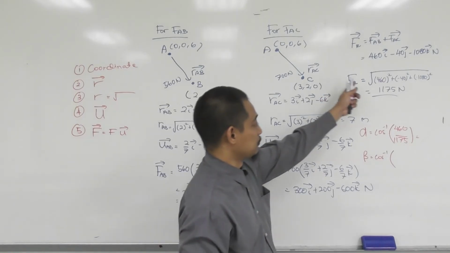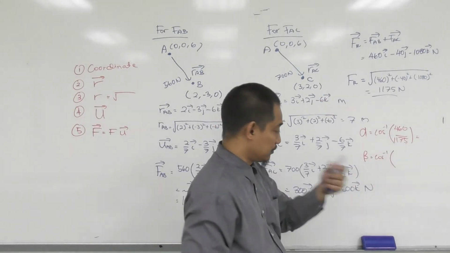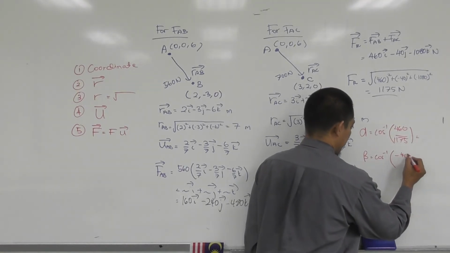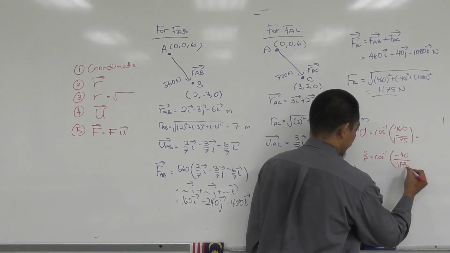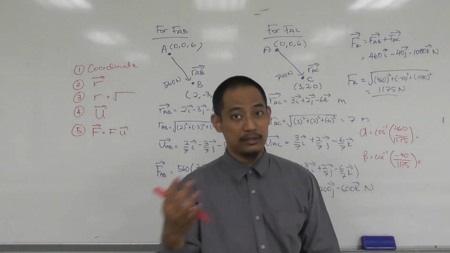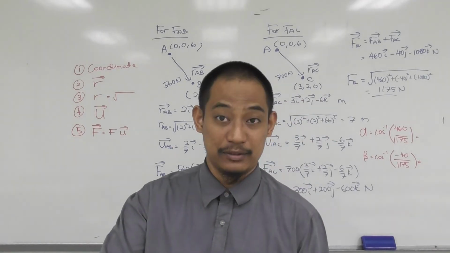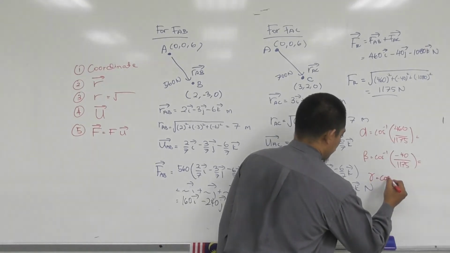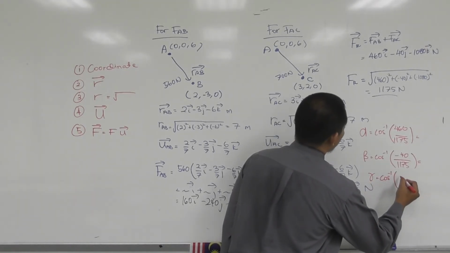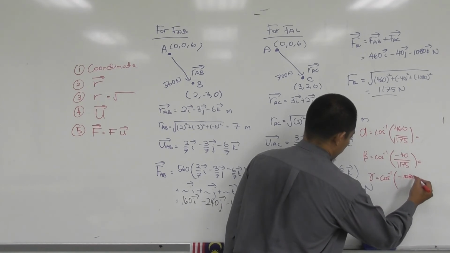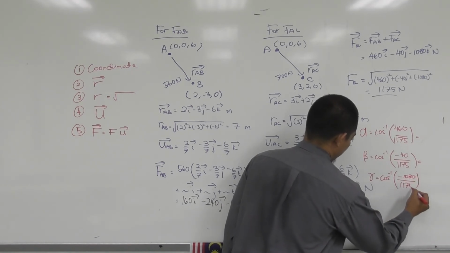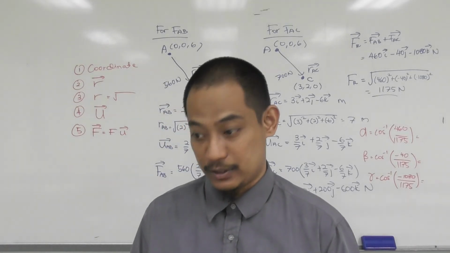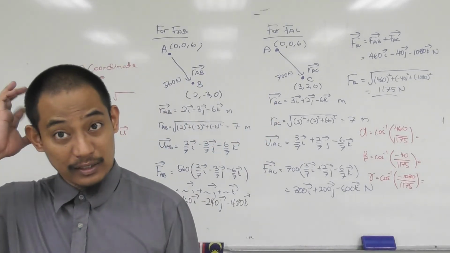So when you do the arccos calculation you have to take the sign, for example this is minus 40 over 1175. Then you will get an angle bigger than 90, which is 92 in this case. And gamma is cos⁻¹ of minus 1080 over 1175. So you will get 157 degrees. And that is the final answer.